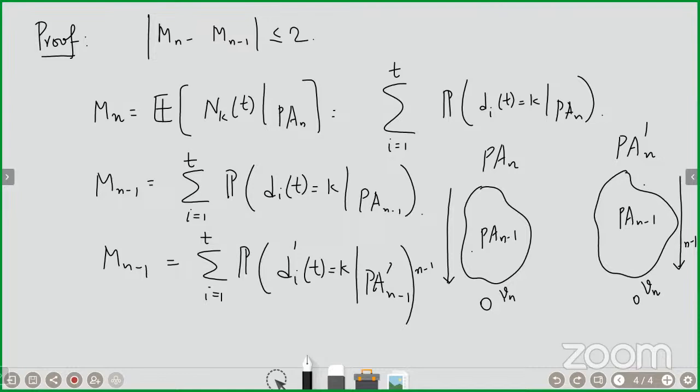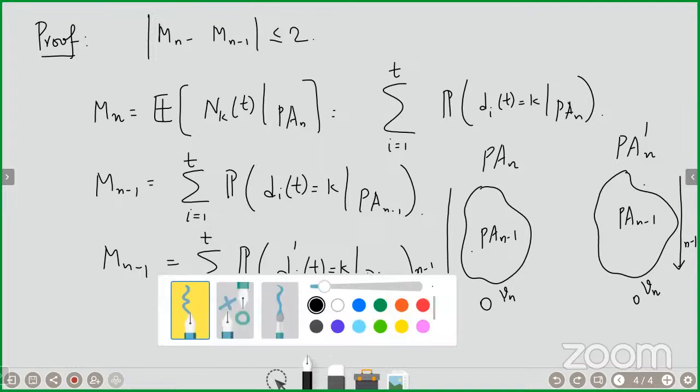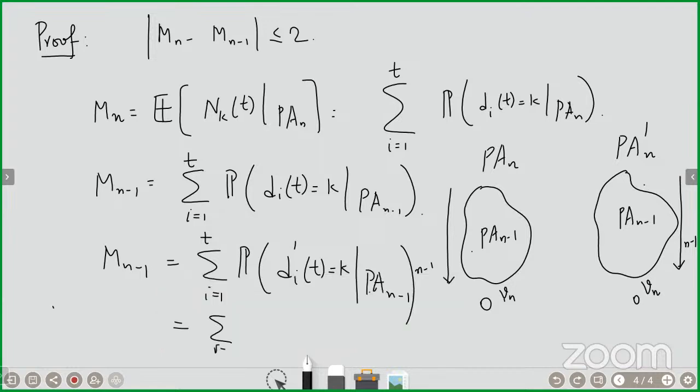Why? Because until time n minus 1, I've kept it exactly equal. So in fact, I can remove this and claim that this term has become D_i prime, while this term remains PA n itself. But now I'm claiming I can add PA n itself here with equality. Why is this true? Are you with me until here? That is, with a prime it is identical, and by my construction, PA n minus 1 is exactly equal to PA prime n minus 1.